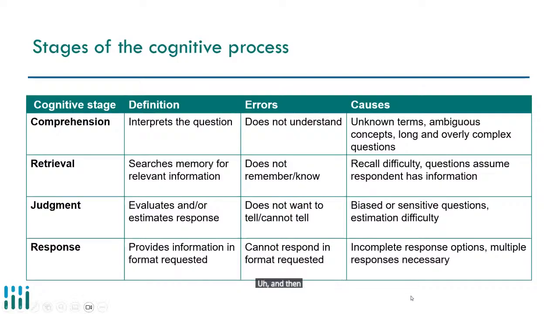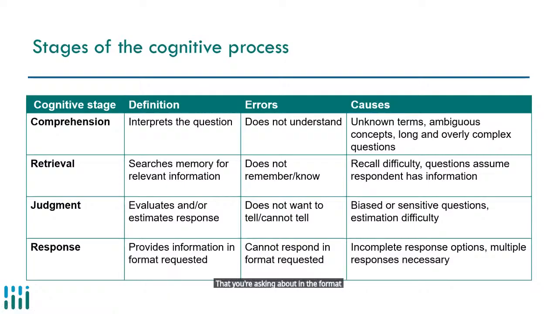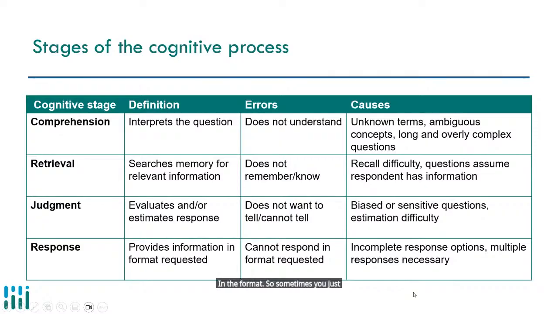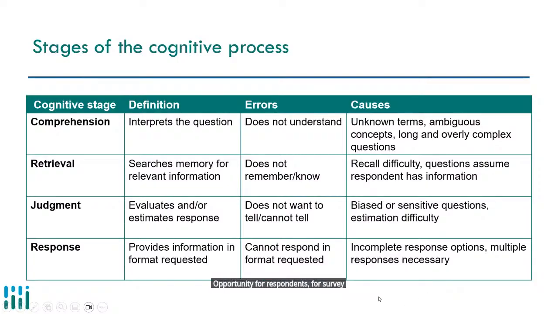And then finally, the last cognitive stage is response. And that's really just, are respondents able to provide the information that you're asking about in the format requested? Sometimes you can't respond in the format. Sometimes you have incomplete response options, or your survey is set up to allow for a single response option, but respondents really need a multiple response option to give you a full overview of what the actual truth is.